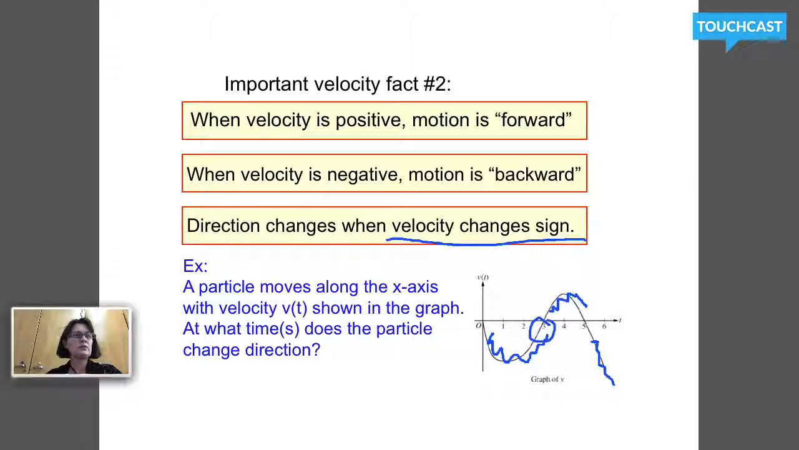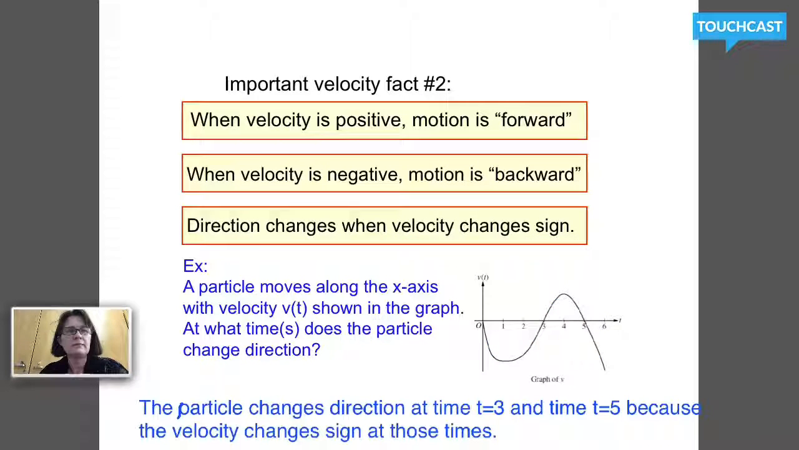So that happens twice. I'm going to write up my answer using official calculus justification wording. There we go. The particle changes direction at time t equals 3 and time t equals 5 because the velocity changes sign at those times.